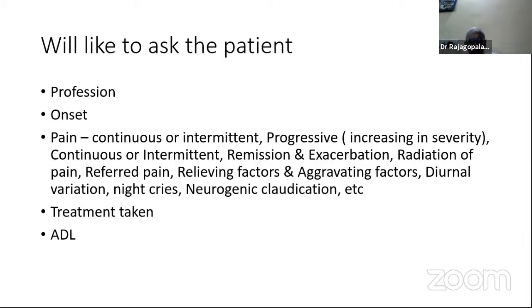Other than that, next are remission and exacerbation, and radiation of pain. This is very, very important. You will all be surprised how often pain referred from the spine to the hip has been missed. The spinal problem is missed and the hip problem is operated. This is not unusual. It happened to a relative of mine. It's a very common one. Referred pain, relieving factors, aggravating factors, diurnal variation. Diurnal variation: everybody thinks only of night pain. No, that's not the only thing. Tuberculosis is not the only one with diurnal variation. Even in ankylosing spondylitis, pain is more in the night.